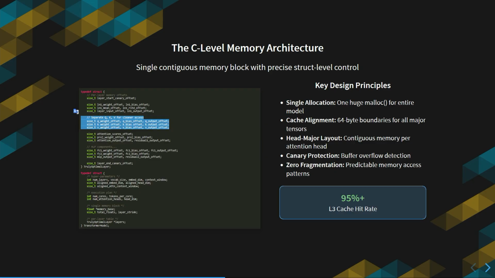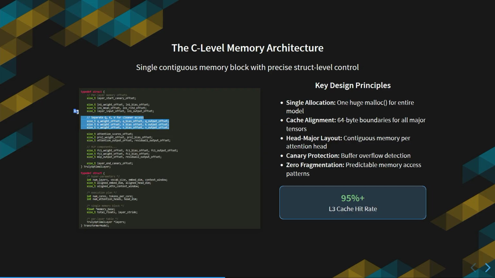All major tensors are aligned to a 64-byte boundary, so everything is aligned. So we know that there should not be false sharing. And head major layout means contiguous memory per attention head. We also have canary protection, so in case of buffer overflows we can detect them. So zero fragmentation, completely predictable memory access patterns. The result is around 95% L3 cache hit rate. At least that's what we're trying to get.